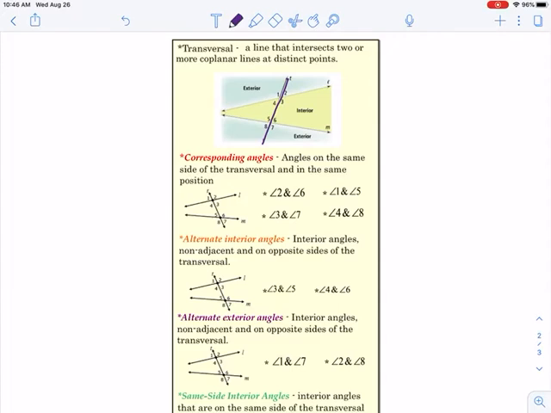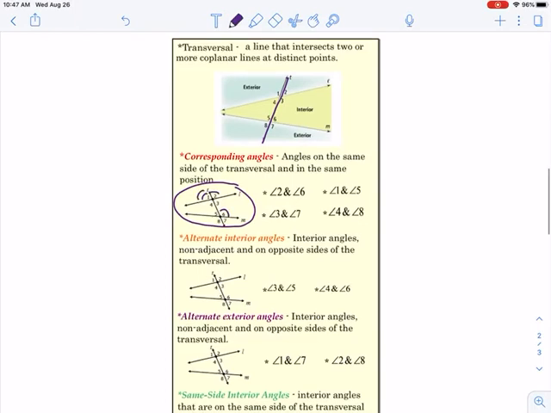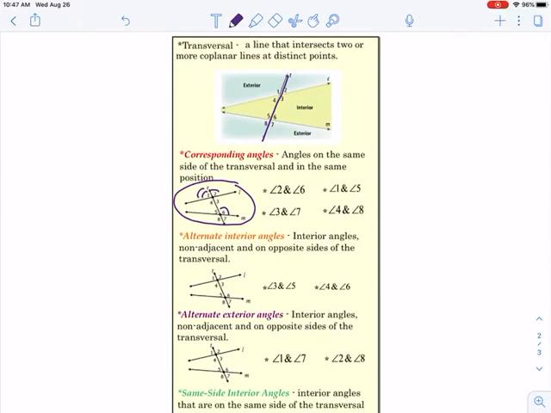Corresponding angles are on the same side of the transversal and in the same position. So in this picture right here, there are 4 pairs of corresponding angles. Angle 2 corresponds to angle 6. Angle 1 corresponds to angle 5. And then on the bottom, angle 3 corresponds to angle 7. And angle 4 corresponds to angle 8.